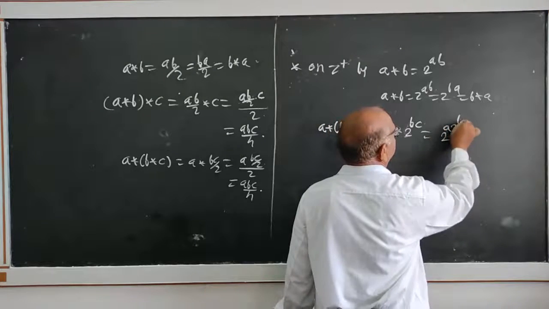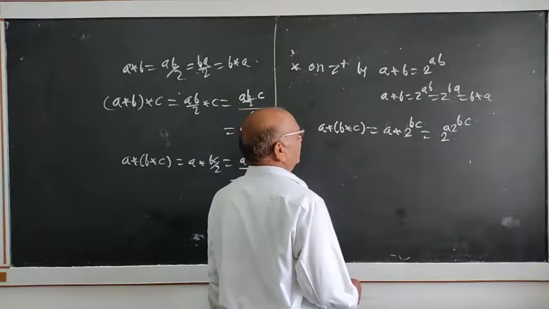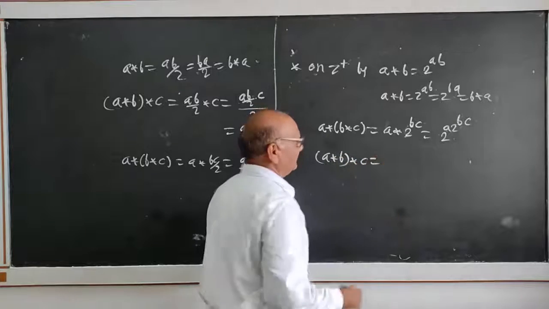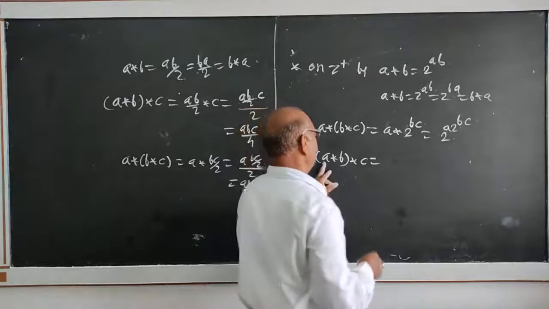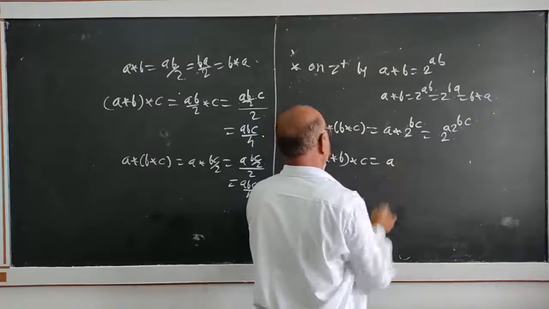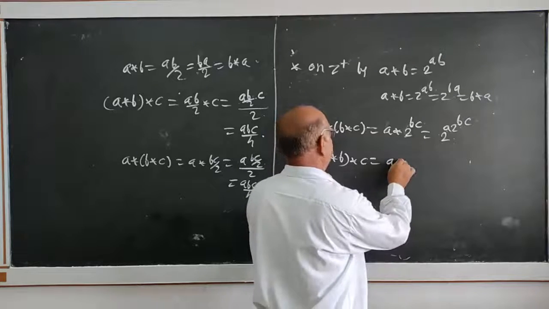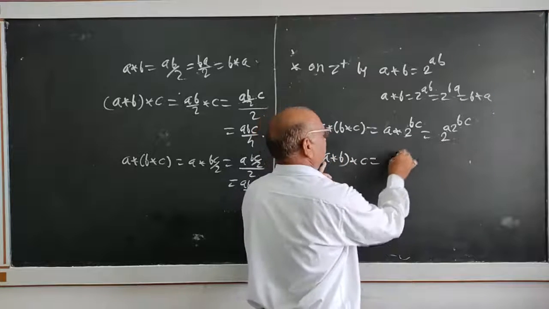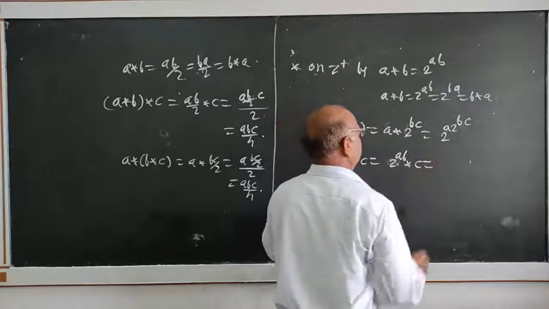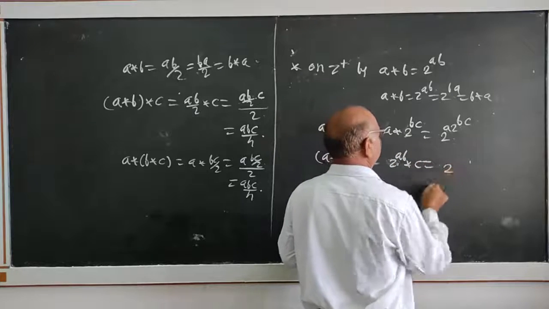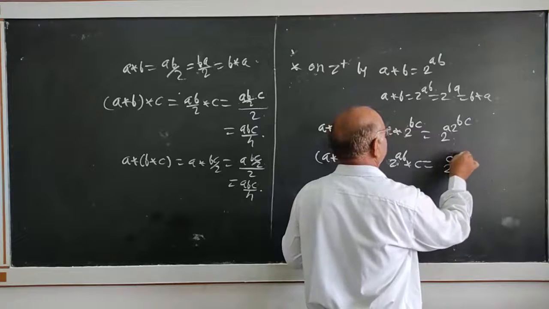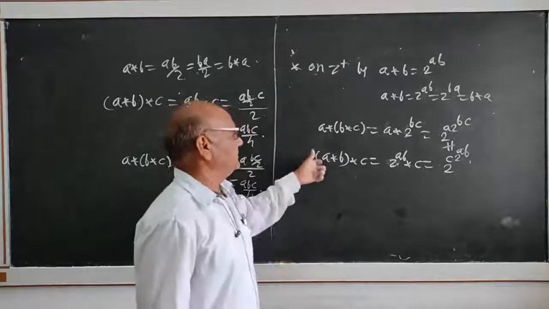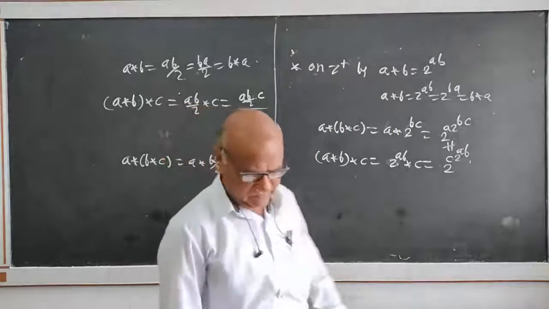A 2 raised to BC like this, and (A star B) star C is equal to, see here, first solve this A star B, that means 2 raised to AB star C, this is equal to again 2 raised to C times 2 raised to AB, not equal, and so it is not associative.